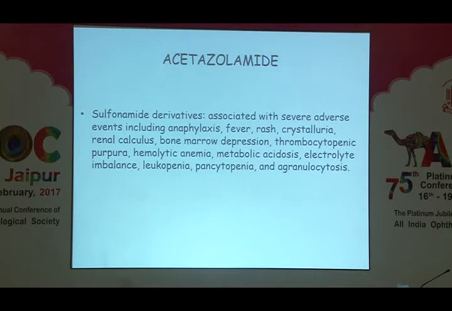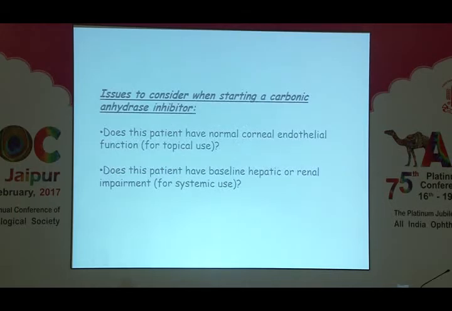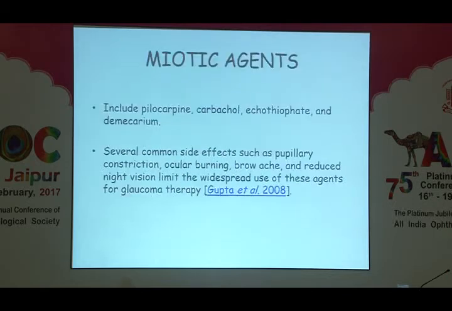Don't forget to ask about sulfonamide toxicity in all patients who are being given acetazolamide tablets systemically. So when we are going to start a carbonic anhydrase inhibitor, we have to look at the endothelial function, especially when using it for topical use. And does the patient have any hepatic or renal impairment when using it for systemic use?